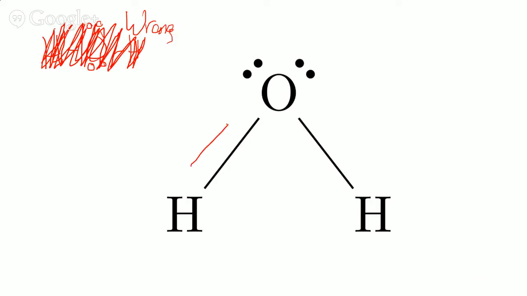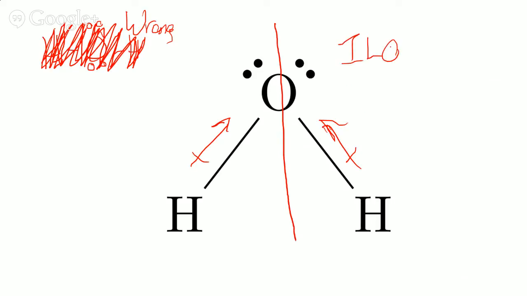Now we have polar bonds between the hydrogens and the oxygen, so that's good. It could be a polar molecule. How many ways can we cut this in half and have symmetrical halves? Only one, right down the middle this way. So we have one line of symmetry and polar bonds. So we have a polar molecule.